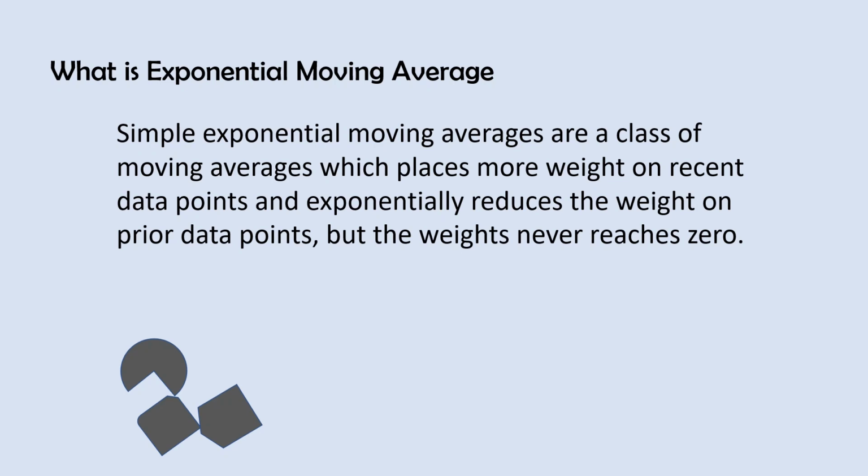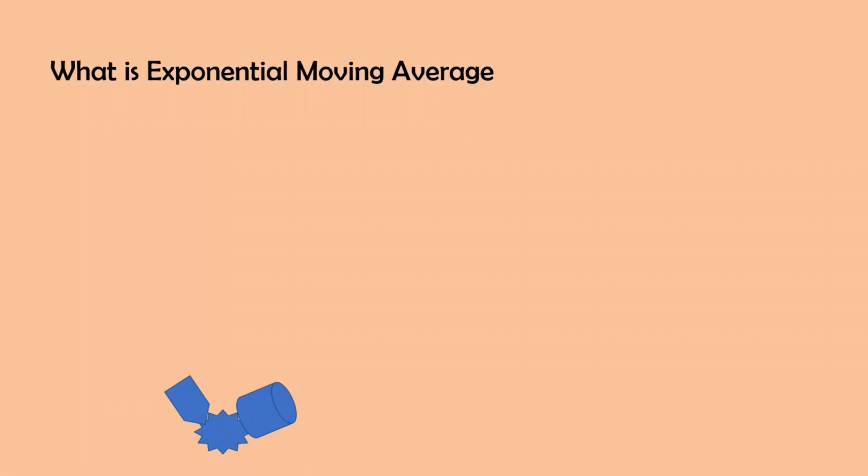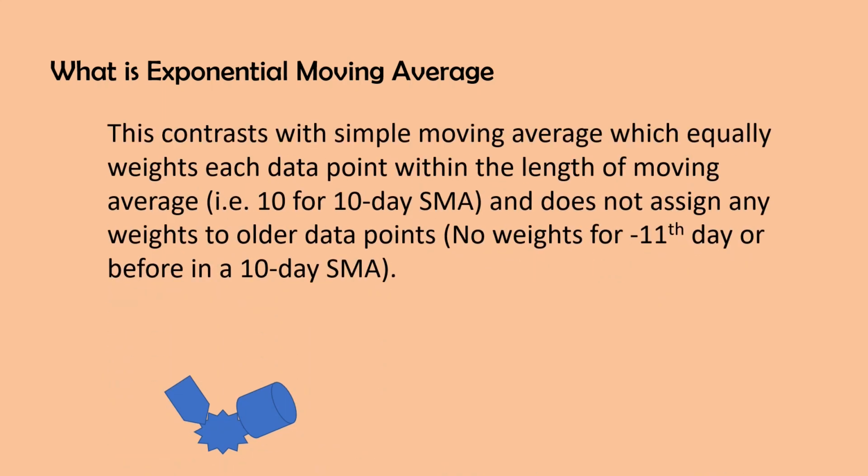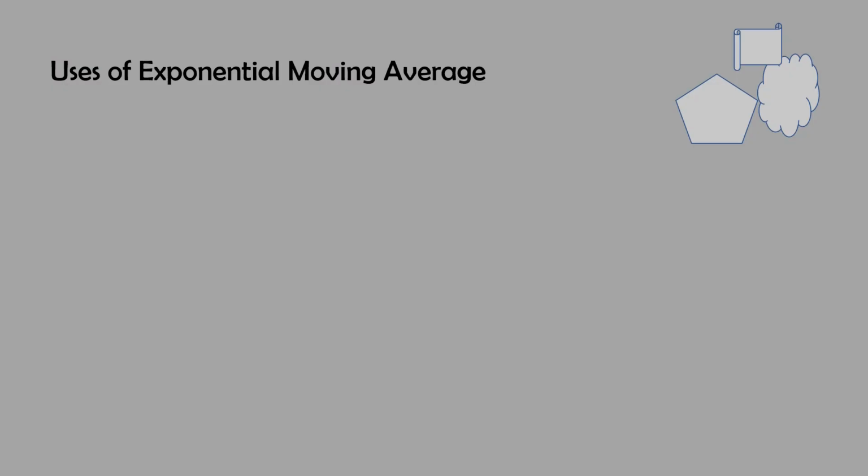In contrast, simple moving averages place equal weight on all the data points and drop data points as it goes down the range. Thus, for a 10-day simple moving average, it will not assign any weights for the day T minus 11 and above. EMA, on the other hand, will place an extremely small percentage greater than 0 even to the beginning of the time series.